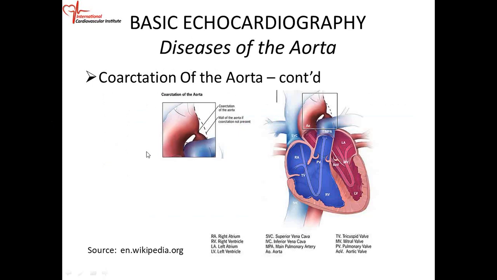So this is what it looks like. So you have the ascending aorta, the aortic arch, and then once you get to the distal aorta, there's a narrowing, and there are different degrees of narrowing. Okay, it can be very, very narrowed or just a little bit of narrowing. Okay, this is what it looks like.